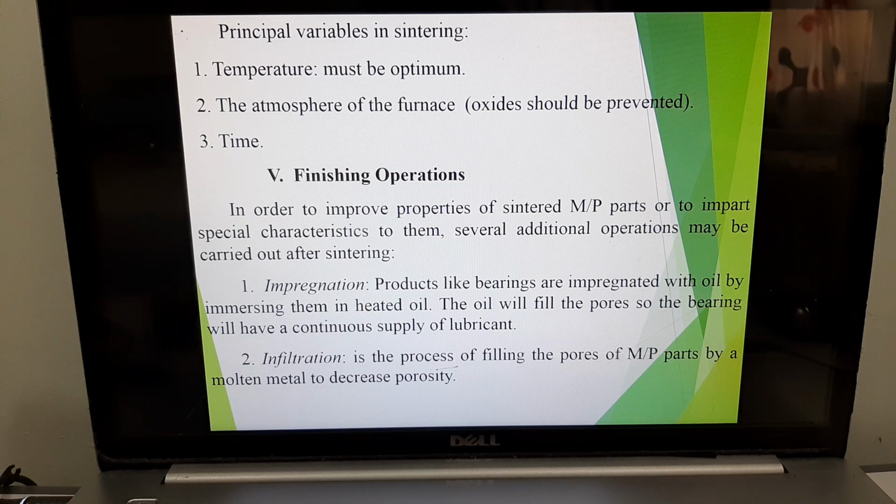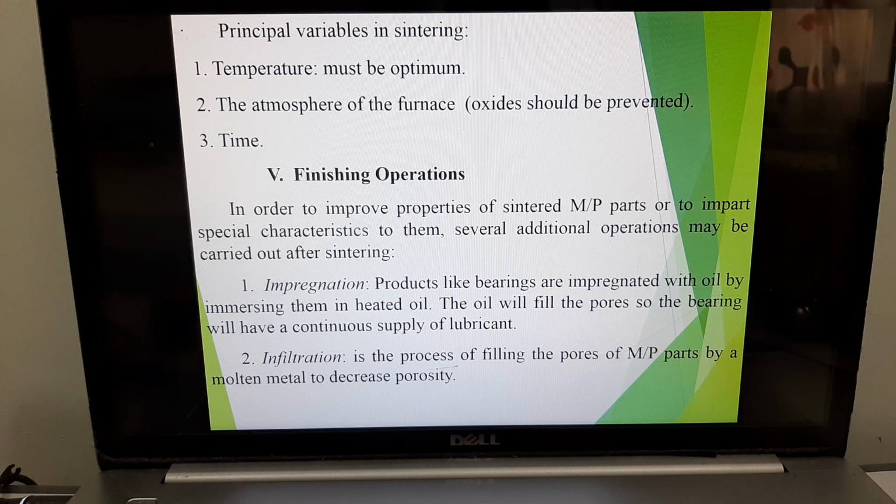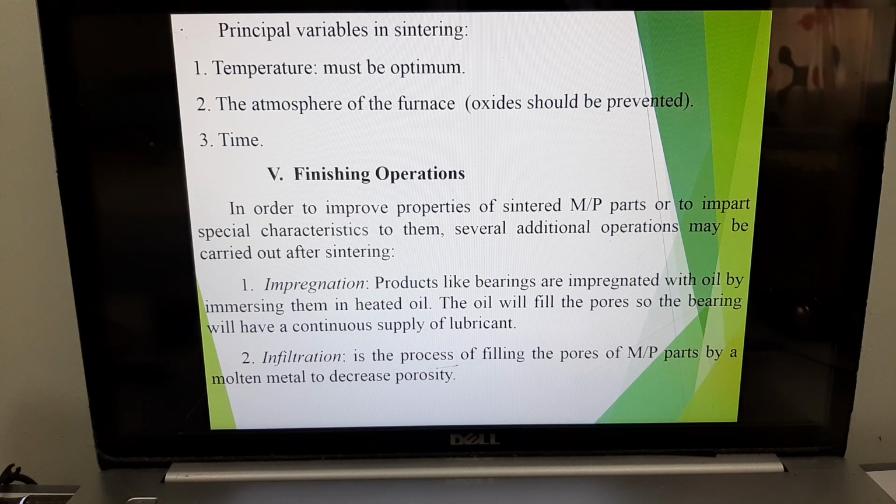Products like bearings are impregnated with oil by immersing them into heated oil. Why do you need to immerse a bearing into heated oil? The oil will fill up the pores, so the bearing will have a continuous supply of lubricant. For a bearing, you want it to move smoothly, without rubbing against each other. So by impregnating it with oil, it's going to have a continuous supply of lubricant.